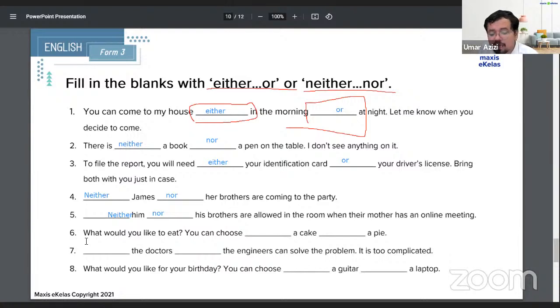Number 6, what would you like to eat? You can choose something, a cake, something, a pie. So what is in the blanks for question number 6? Question number 6, everyone.